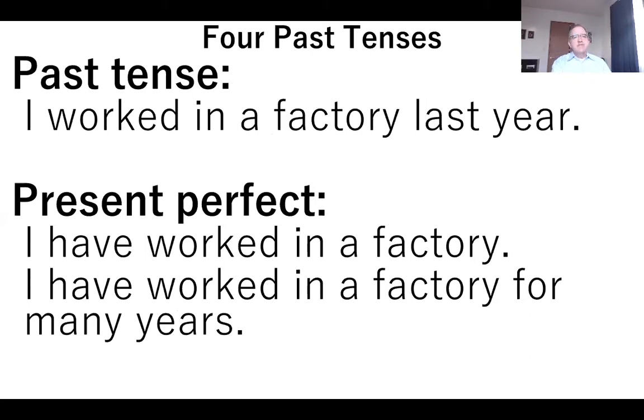Past tense. This is kakoke. I worked in a factory last year. Now we're going to compare that to present perfect. Present perfect tense means genzai kanjoke. I'm sorry, present perfect is genzai kanjoke. I have worked in a factory. I have worked in a factory for many years.